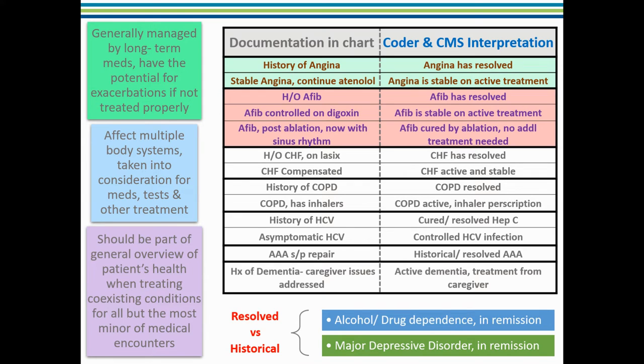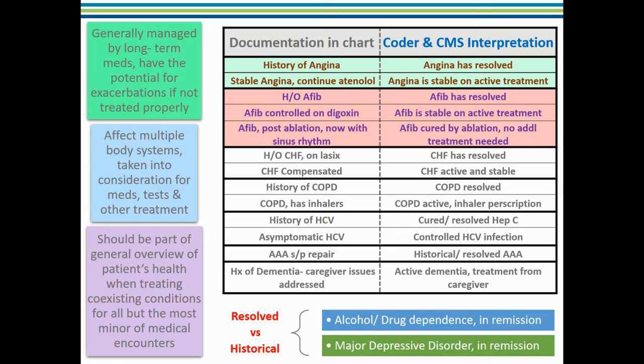I also want to call our attention to a couple of diagnoses that can be active, resolved, or historical. This is at the bottom of the slide. The main diagnoses here are alcohol and drug dependency, as well as major depressive disorder. Please note that when documenting and coding as historical conditions, there is not an HCC value associated with either of these. However, if you do document and code these conditions as being in remission, those do carry a value. Despite the potential value, though, we always want to aim for accuracy.